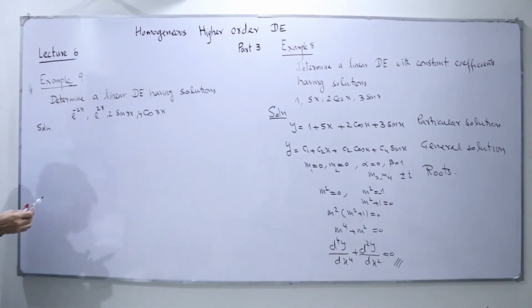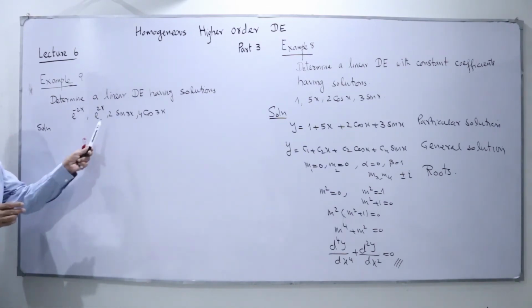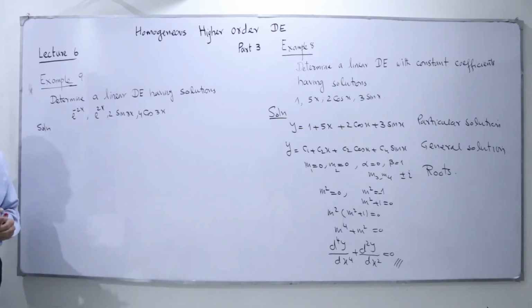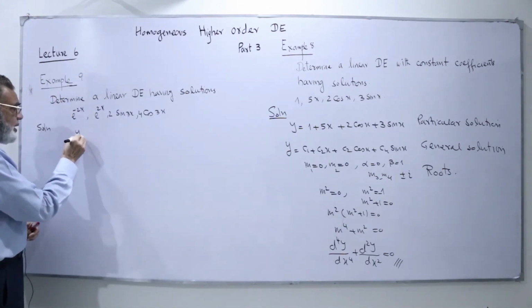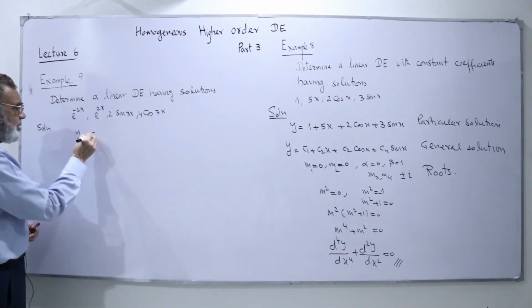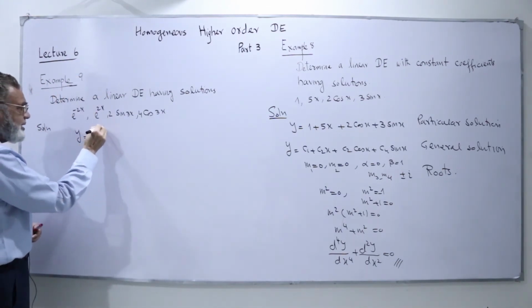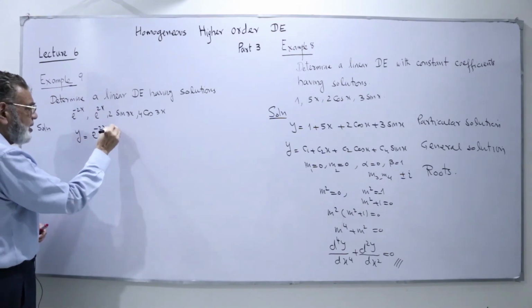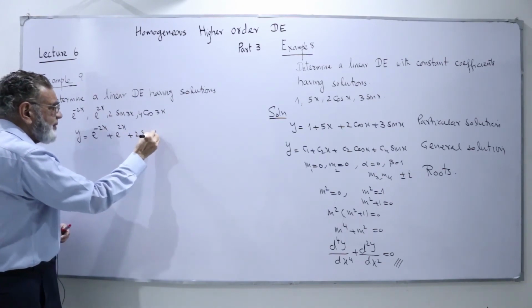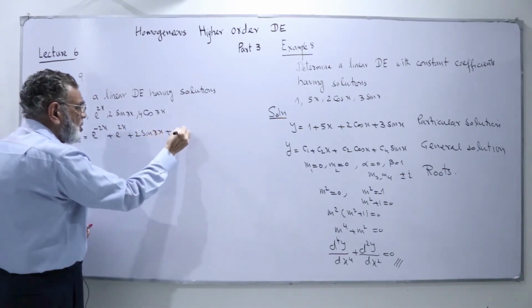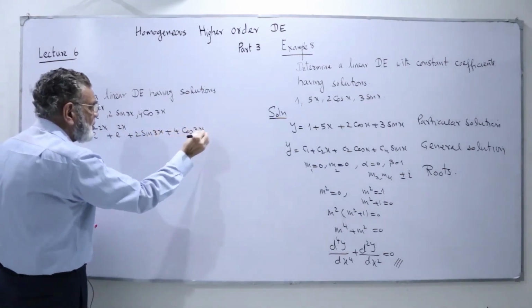We take another example. We want to determine a linear differential equation having the solution e to power minus 2x, e to power 2x, 2 sine 3x, 4 cosine 3x. So we write the particular solution as we did here. So y is equal to, with c1 being 1, e to power minus 2x plus e to power 2x plus 2 sine 3x plus 4 cosine 3x. This is my particular solution.